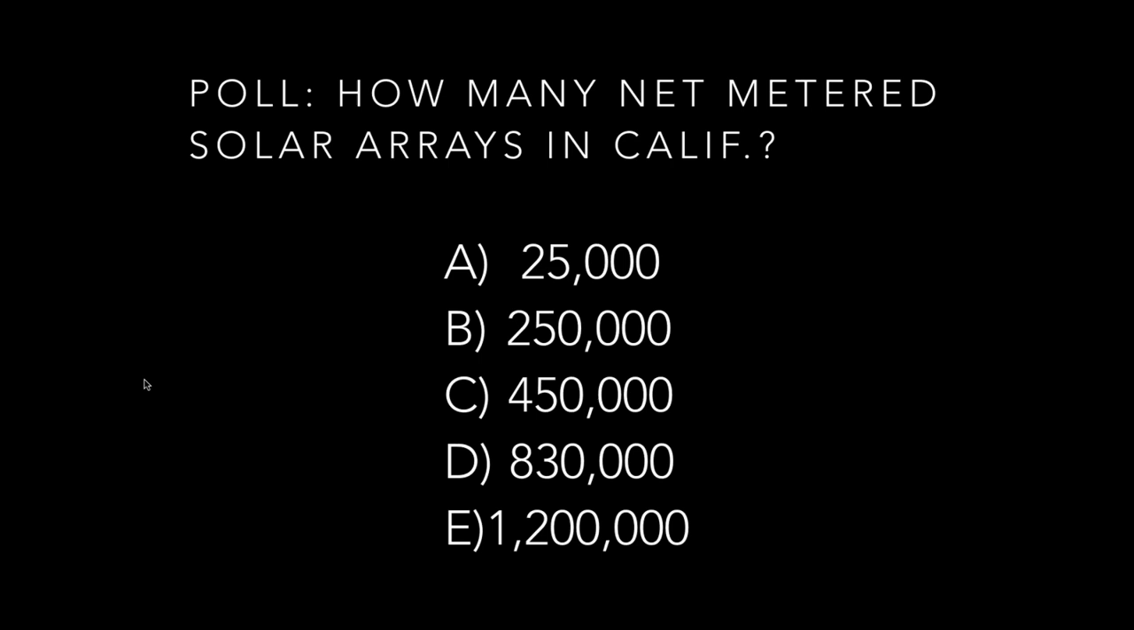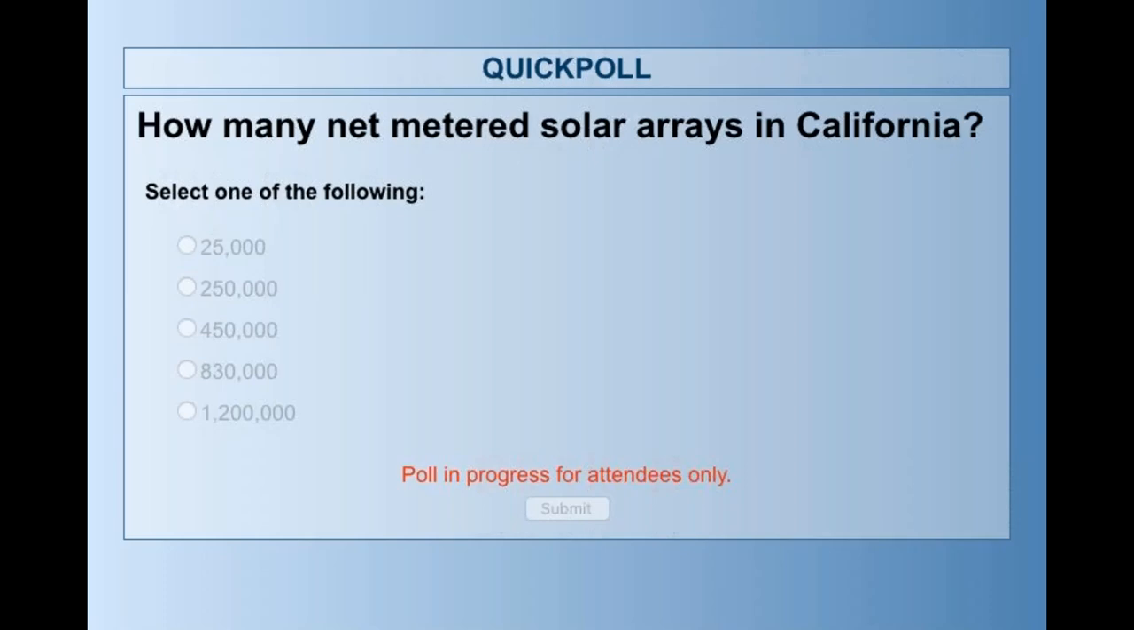So this one, for those of you who were onto the net metering question up at the beginning, is another net metering related question, but this one is California specific, and is looking at how many net metered solar arrays are connected to the grid in California. We just took this from the California Solar Statistics website.